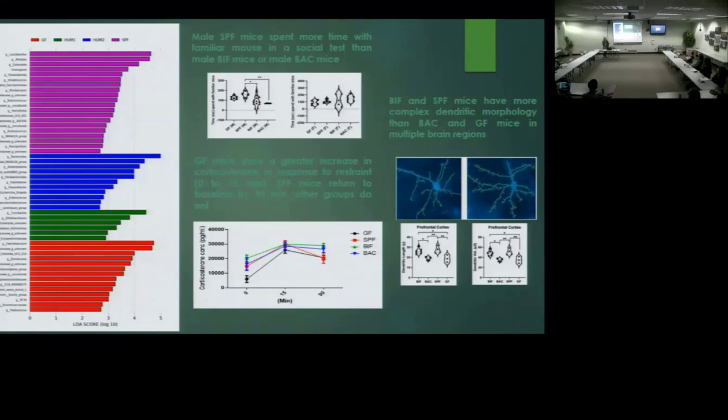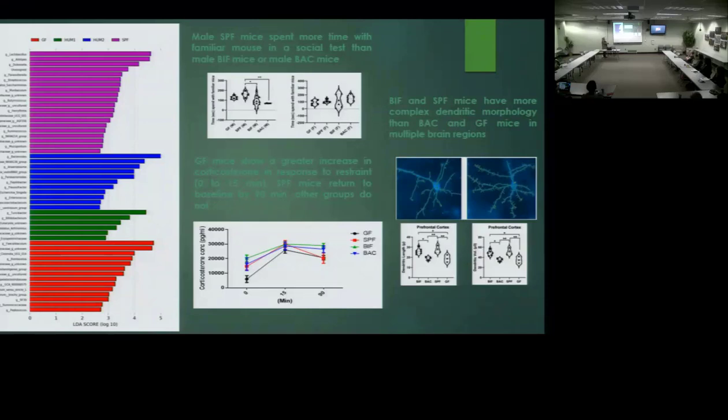And we've seen some interesting things. So if you look at the top one here, male SPF mice spend more time with a familiar mouse in a social test than either the male Bifidobacterium mice or the Bacteroides mice. So it seems like just being a humanized mouse, maybe of any kind, changes your social behavior and takes away what we expect to see, social novelty in mice, like they like meeting new mice more than they like hanging out with their old mice friends. They're just like people.